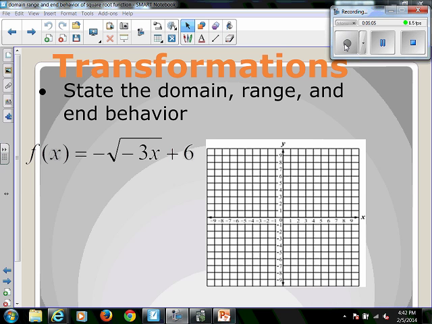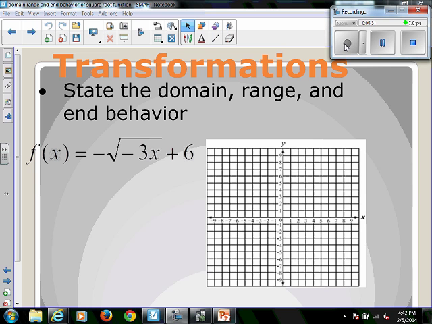Now let's look at another problem. We have negative square root of negative 3x plus 6. So we have an a, that's going to be a reflection over the x-axis. We have b being negative, so we've got a reflection over the y-axis. We have b also being 3, which is a stretch by a factor of 3, and we have d, so we have a vertical shift up 6 units.